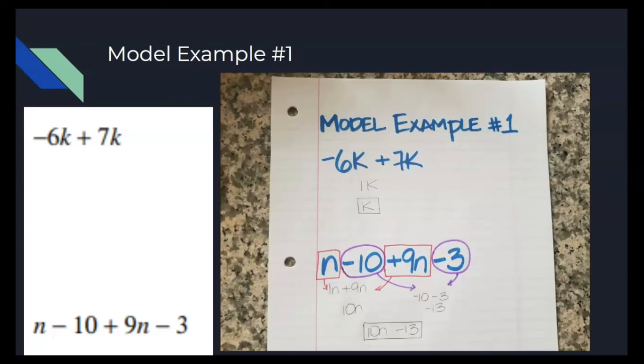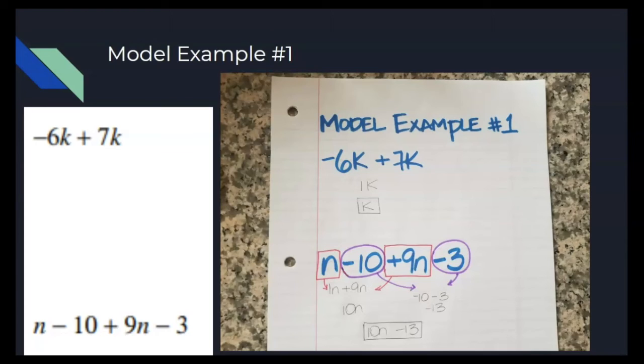Let's look at the next example. n minus 10 plus 9n minus 3. If you notice, I use my markers and some shapes to identify my like terms. I strongly suggest doing that. Even if you don't have markers, you can simply draw the boxes or the circles. Sometimes if you have 3, you might draw a triangle, or you might draw a wavy line under there, but you need to draw some type of symbol to indicate which terms are alike. That'll help you stay grounded on which ones you want to combine.